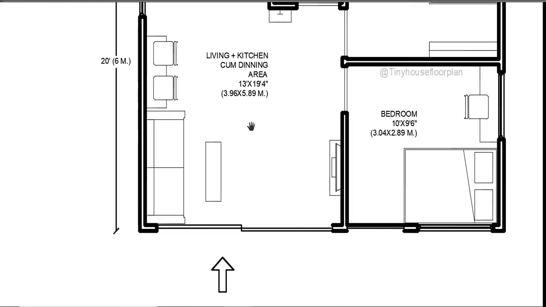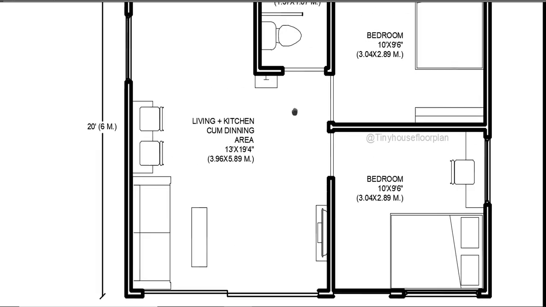So we have a living plus kitchen cum dining area. You can see here the sofa arrangement, tea table arrangement, unit on the front wall, and on the left side we have a dining counter with 2 chairs. On the right side we have bedroom number 1 here. You can see here the bed arrangement, study table with chair and large size windows for ventilation and light purpose.